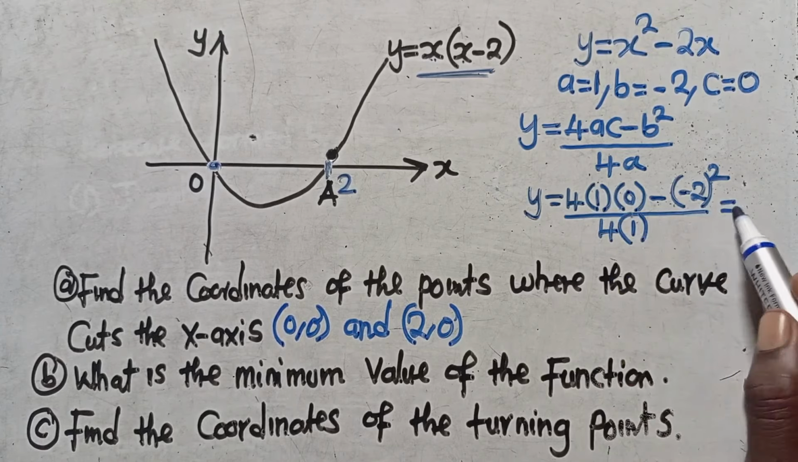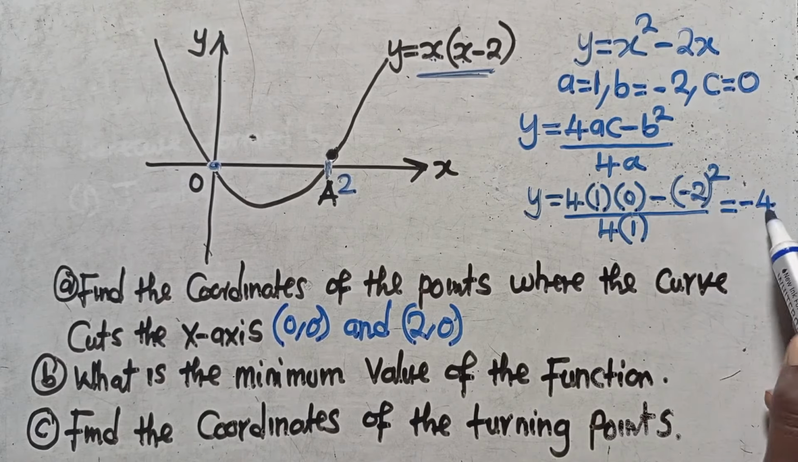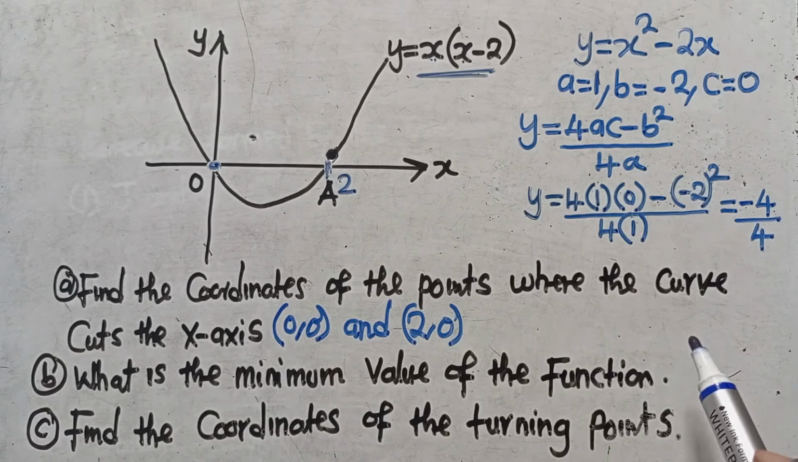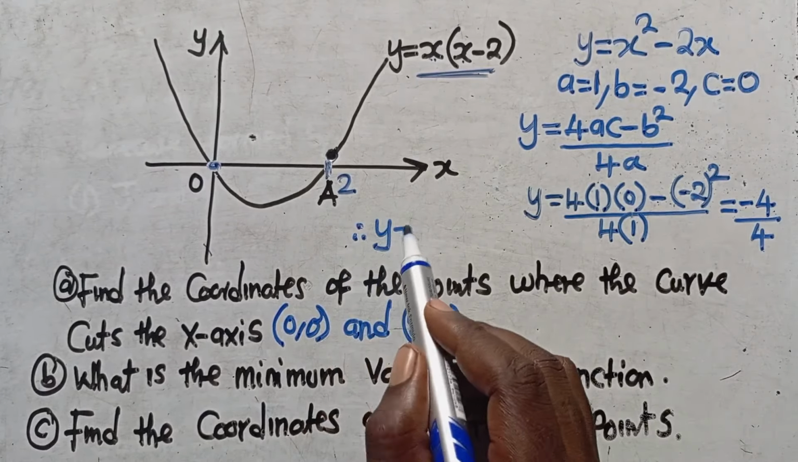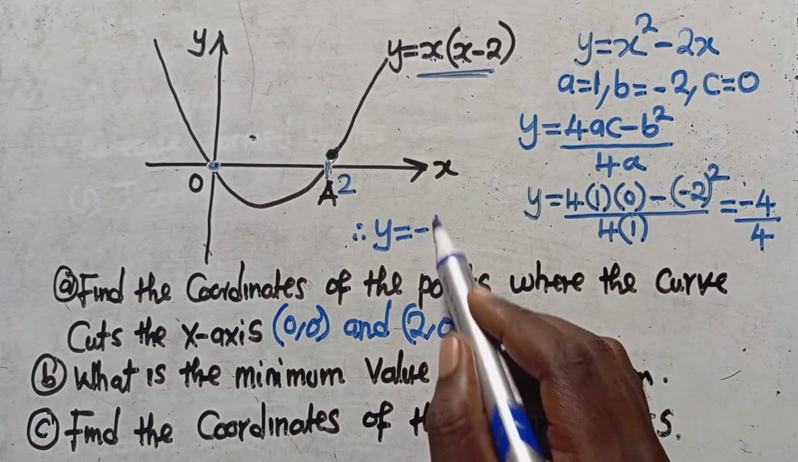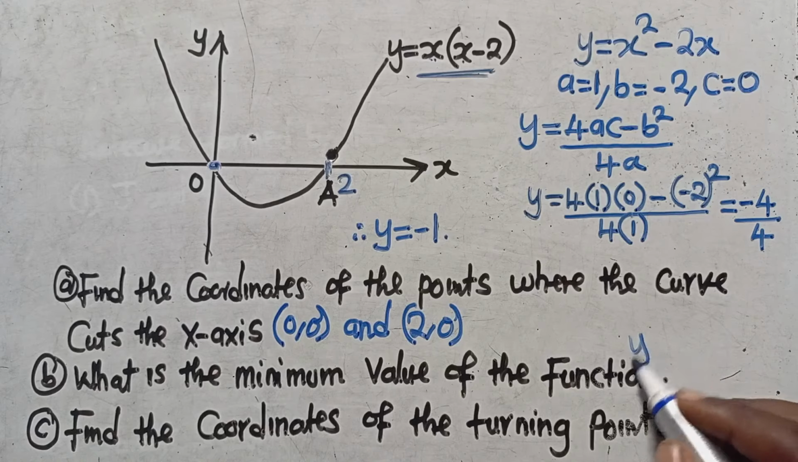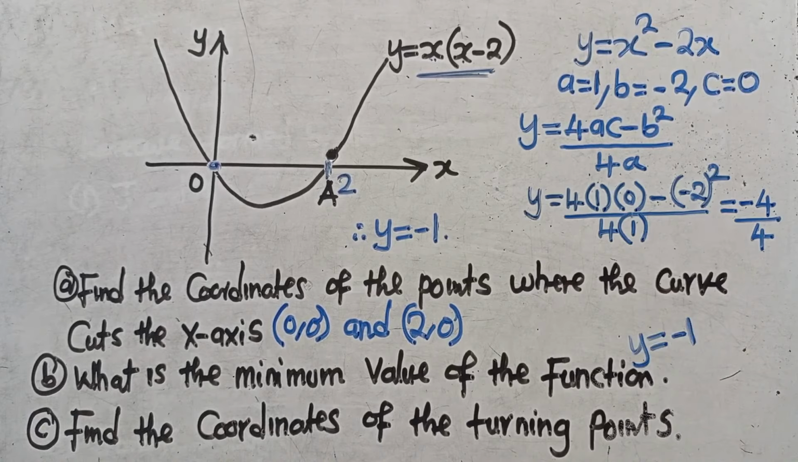Here, the answer that I'm going to get, this part will be 0. I'm just going to have negative 4 there. Negative 2 squared is positive 4. Over, I've got a 4 there. So I'll just say, therefore, y is equal to negative 4 divided by 4, that is negative 1. So the minimum value of the function is y is equal to negative 1. This is the answer.